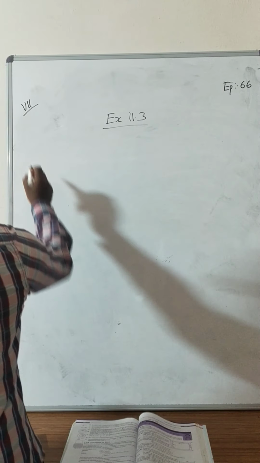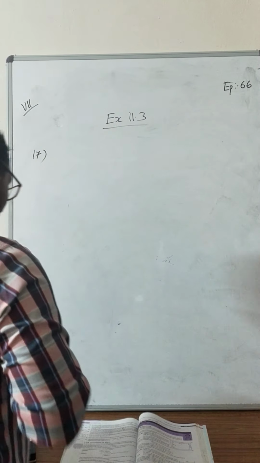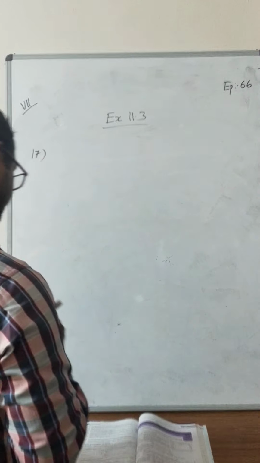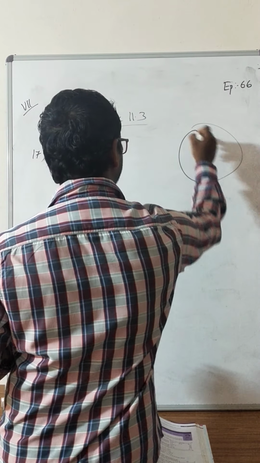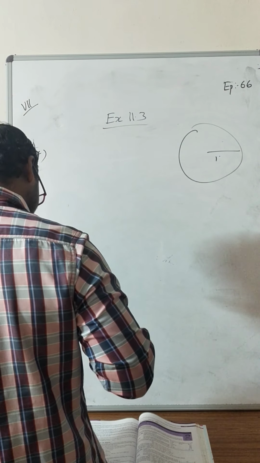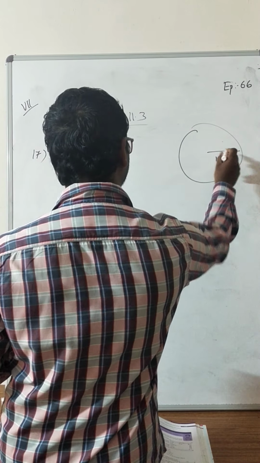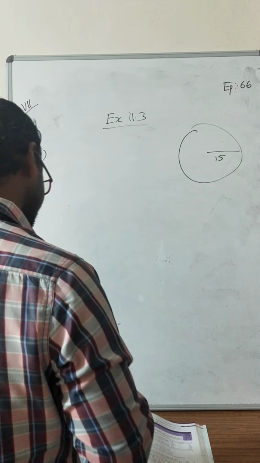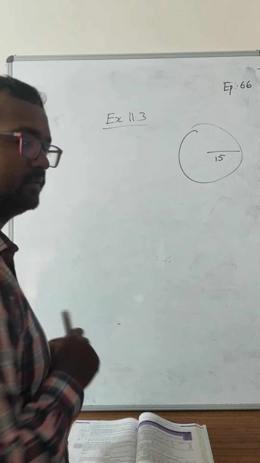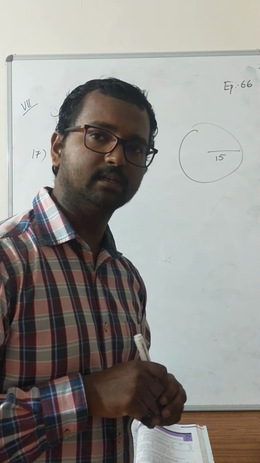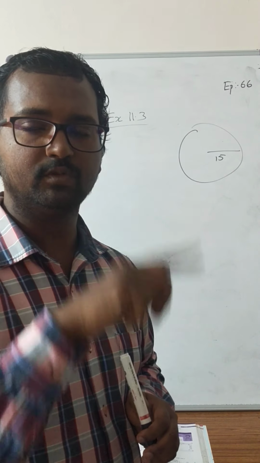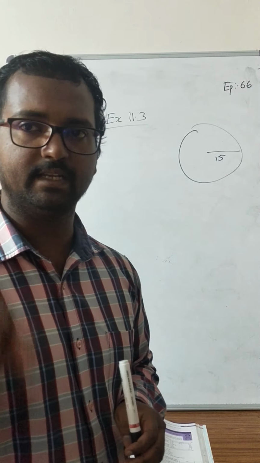Now the 17th question. The 17th question says the minute hand of a circular clock is 15 centimeter long. How far does the tip of the minute hand move in 1 hour? So we are talking about 1 hour. In 1 hour the minute hand covers 360 degrees, which means it is forming a circle.